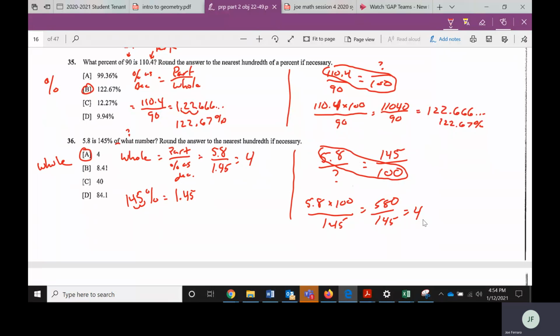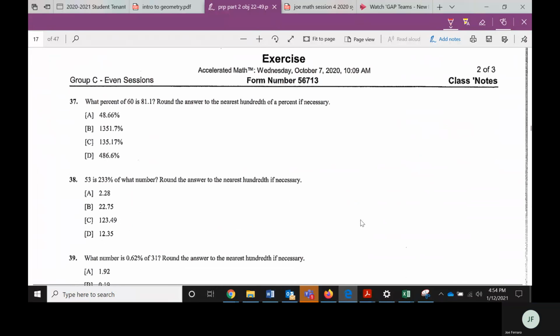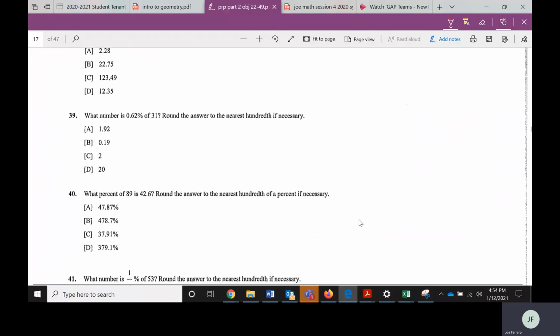Okay, 2 problems to go. We're going to go to 39. I picked 39 because we have a very small percent this time. So we read through, it says, what number is 0.62 of 31? So we have the percent, obviously.